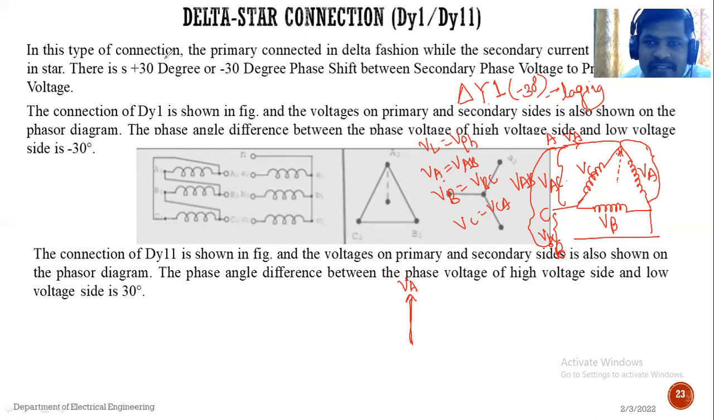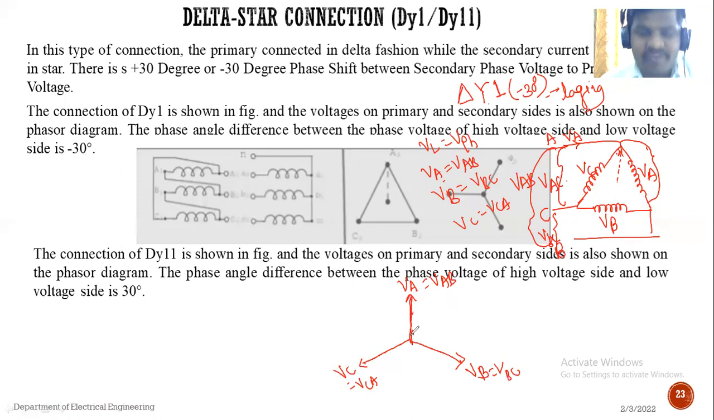On the primary side supply voltage, line voltage and phase voltage are both the same. Instead of representing VA, I can represent VAB also. So VA is the phase voltage on the primary side. Similarly, if there are balanced phasors, we can write the other two phasors: here it is VB, and here it is VC. That means VA is equal to VAB, VB is equal to VBC, and VC is equal to VCA. Line voltage and phase voltage are the same. So this one we have taken as the reference phasor.